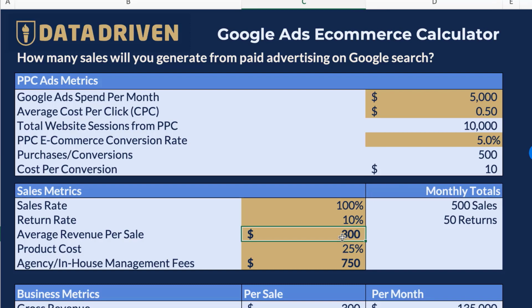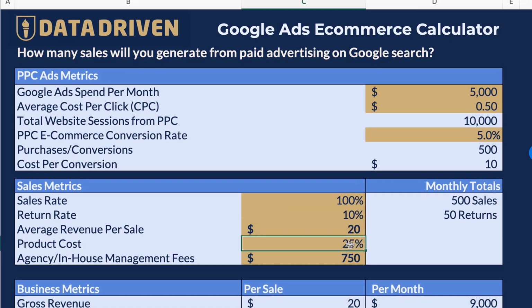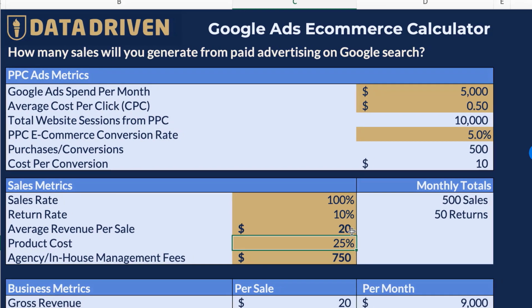Now let's say that our product is $20, right? We have a $20 product and we put it in there and 100% of our sales happen. That's pretty obvious. And then 10% of people return their product. So there's some kind of return rate in there. And our cost of product is about 25%. So it costs us 25% of the sale value, so $5 per sale to move forward.